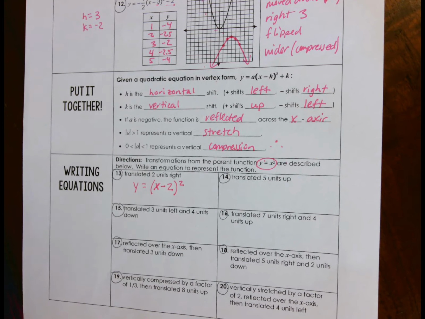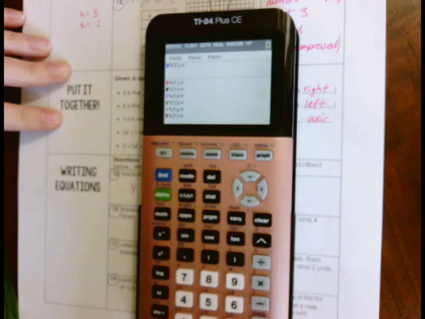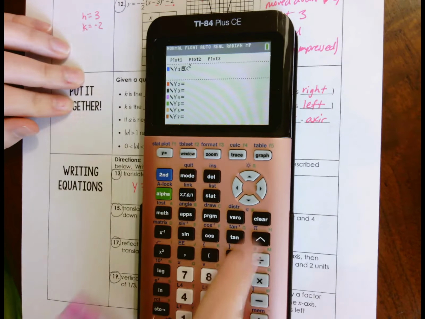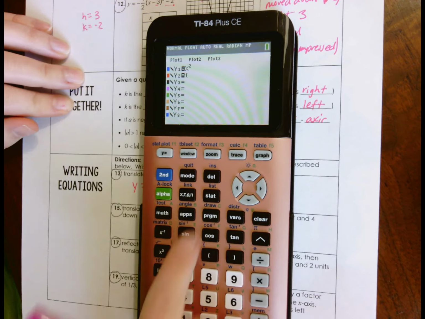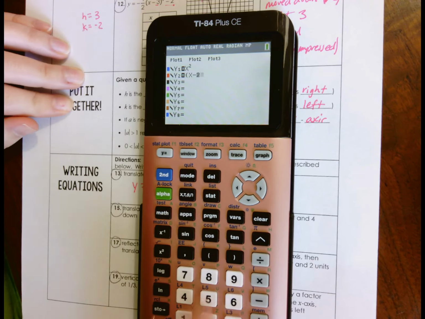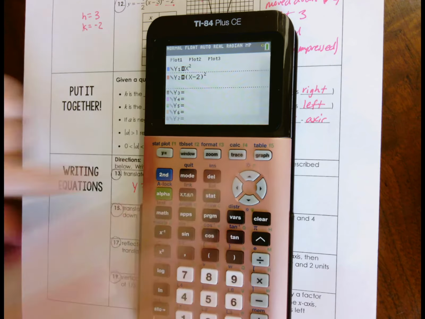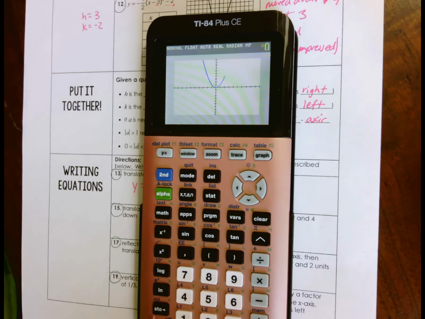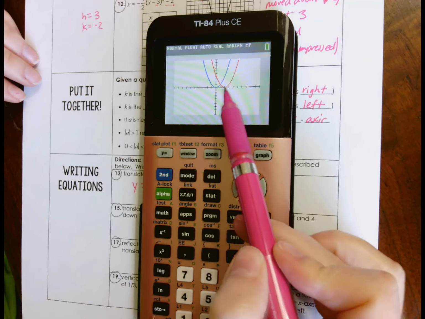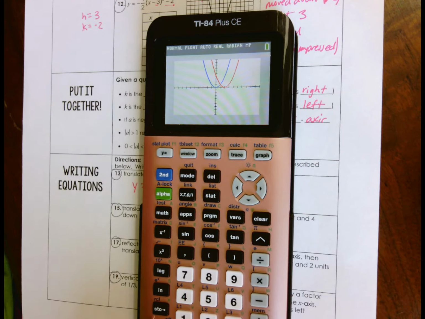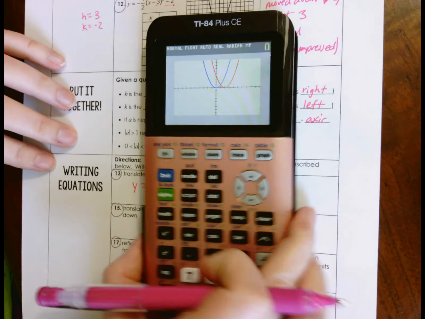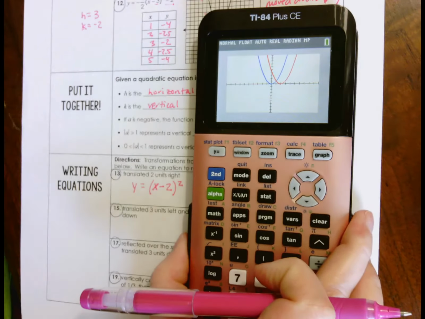And to check ourselves, very quickly, I'm just going to put in y equals x squared, that's our parent function, and then x minus 2 squared, and we're going to look at these two graphs side by side and make sure that we did what we tried to do. It should be translated 2 units to the right, and if you notice, it is exactly 2 units to the right. The red one is the new transformation. So we did do that correctly, x minus 2 squared.